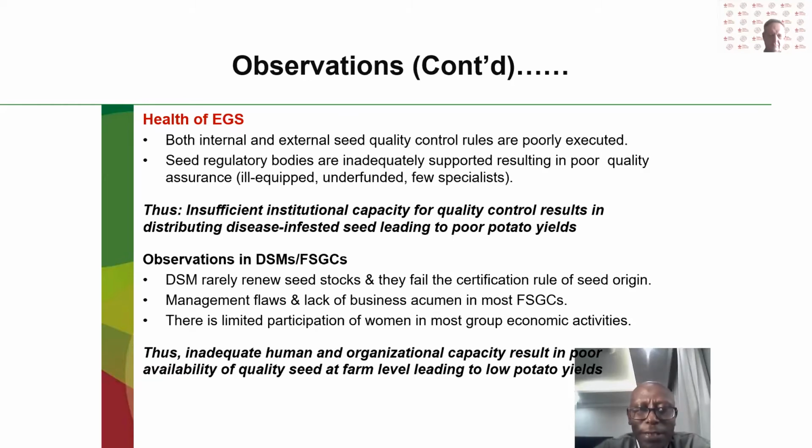We also find that there are management flaws and lack of business acumen in most farmer seed group cooperatives, and therefore they don't perform optimally. And there is also limited participation of women in most farmer groups, particularly when it comes to administrative roles. And this fails the need for holistic socioeconomic growth across the gender divide. Thus, inadequate human organizational capacity results in poor availability of quality seed at farm level, leading to low potato yields.